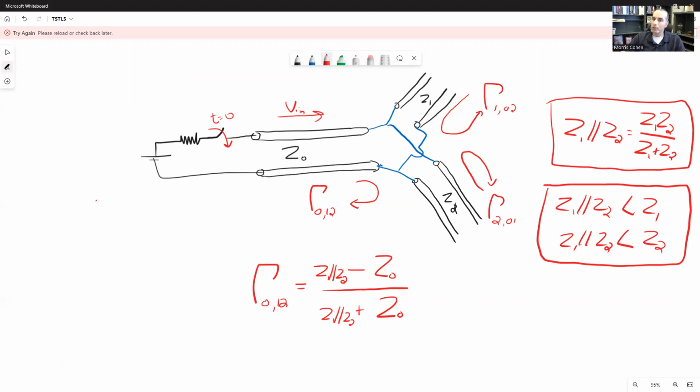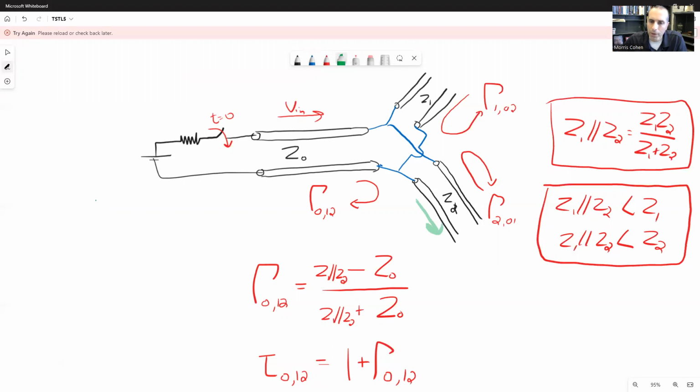So that's the reflection coefficient, but we've still got a separate problem, which is what voltage is now launched into these two transmission lines, Z1 and Z2. Because these are connected in parallel, we are forcing the voltage on Z1 and Z2 to be the same at this junction. And because of that, tau 0,1,2 will be equal to 1 plus gamma 0,1,2, which is to say that the same voltage will be launched into each of these.